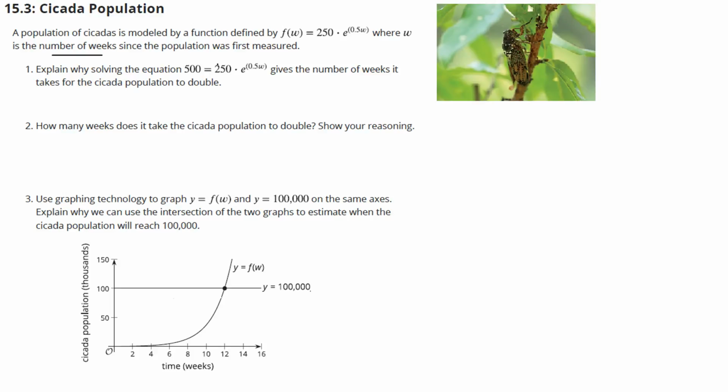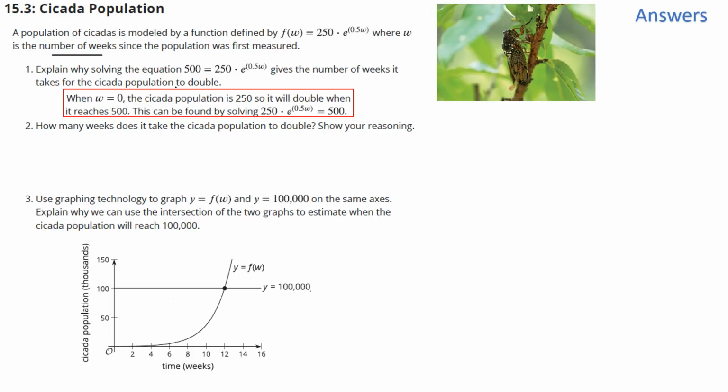All right, good job. So now let's talk about why it doubles. If you notice, this 250 is our initial population. We have a W, which stands for weeks. So this is saying when W is equal to 0, the initial population of this cicada grasshopper population is going to be 250. Now, notice this equation has a solution where the population is now 500.